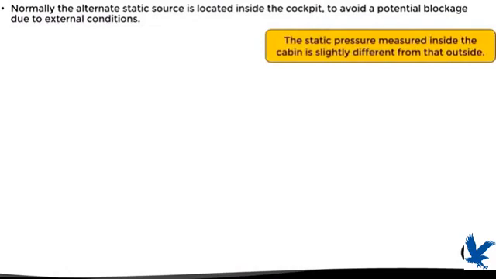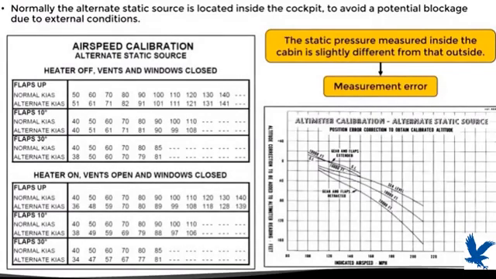In principle, this is a pretty good design. However, the problem is that the static pressure measured inside the cabin is slightly different from the exterior static pressure, so then we will have a slight error in the measurement. This error is taken into account in the calibration tables. However, make sure that the calibration table you are using is for the alternate static source instead of the normal one. With this, we have already seen all the information about the static port.